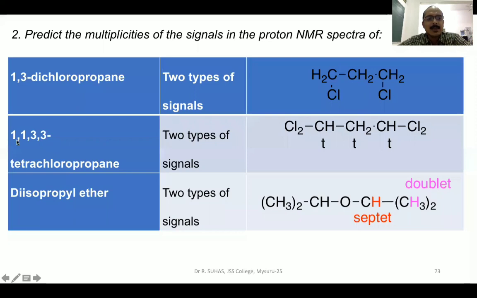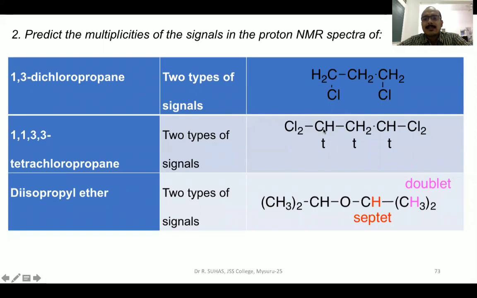The next question is 1,1,3,3-tetrachloropropane. Again, the base here is propane, right? 3 carbon atoms. Tetrachloro means there are 4 chloro, where 1,1,3,3. That means we number this 1, 2, 3. At the first position attach 2 chloro. At the third position again attach 2 chloro. This is going to be the structure. Now we have to predict the multiplicity, or the types of signals.